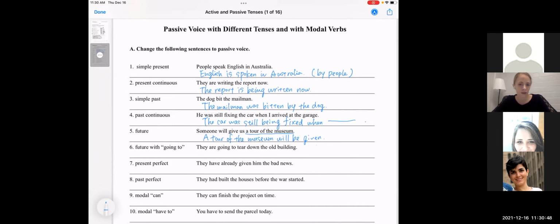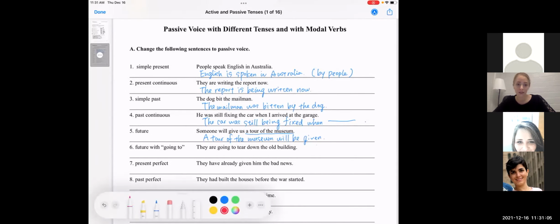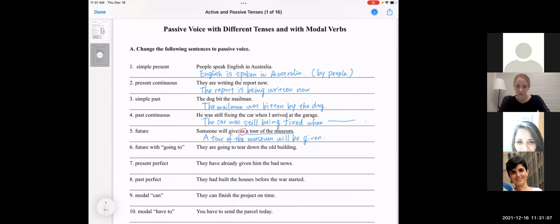This is correct. A tour of the museum will be given. We don't need to include "by someone." That's kind of unnecessary information. But there's actually another object of this sentence. Someone will give us a tour of the museum. So there's another way to write the sentence. What you have isn't wrong. Don't erase it. There's two ways we can make this sentence passive.